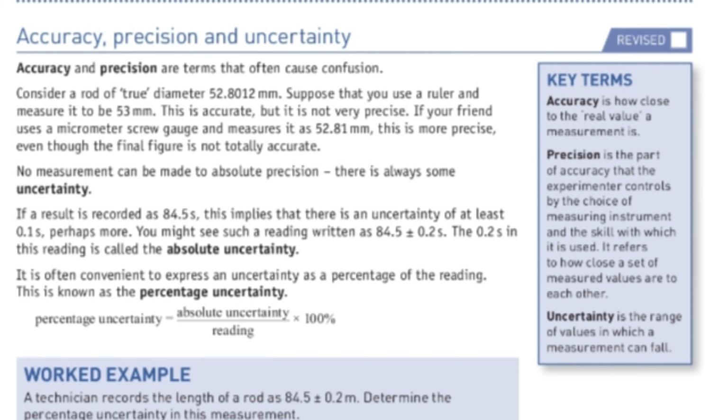Key terms. Accuracy is how close to the real value a measurement is. Precision is the part of the accuracy that the experimenter controls by the choice of measuring instrument and the skill with which it is used. It refers to how close a set of measured values are to each other. Uncertainty is the range of values in which a measurement can fall.